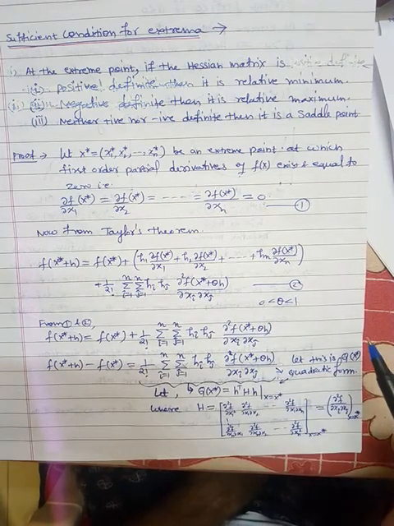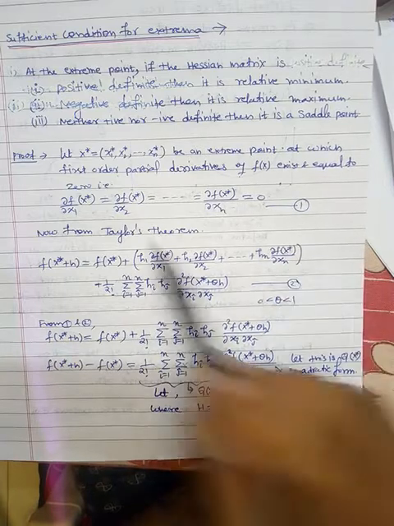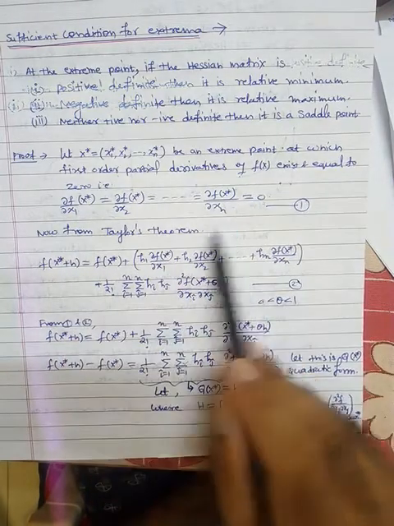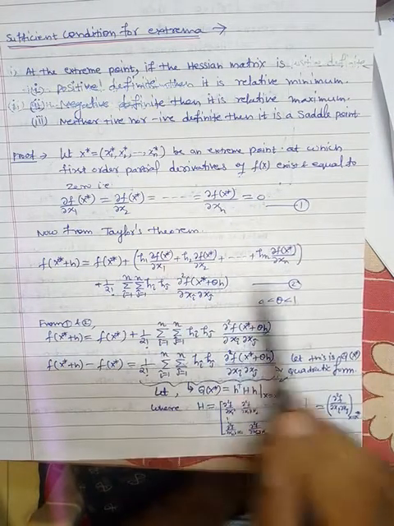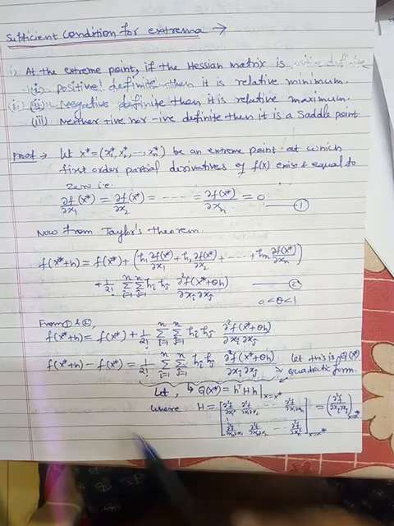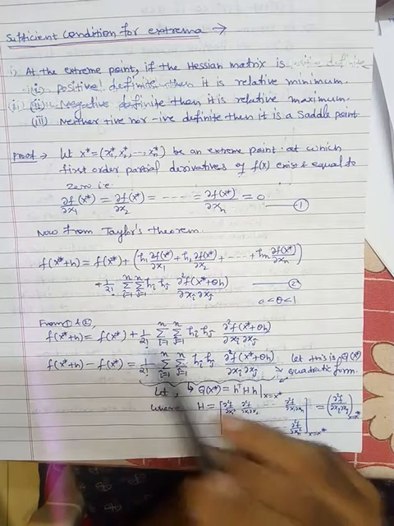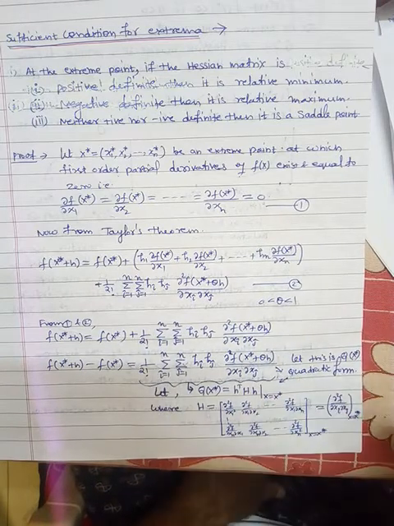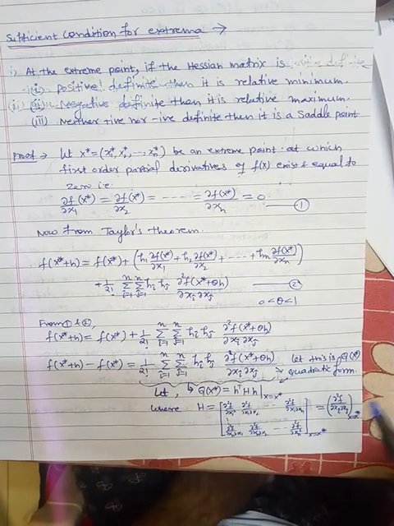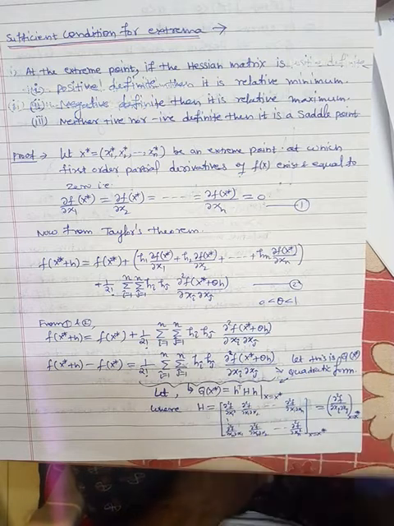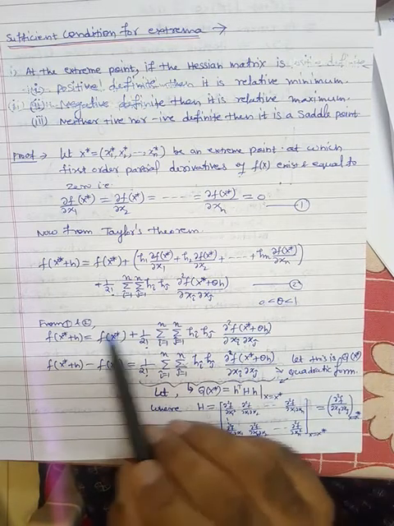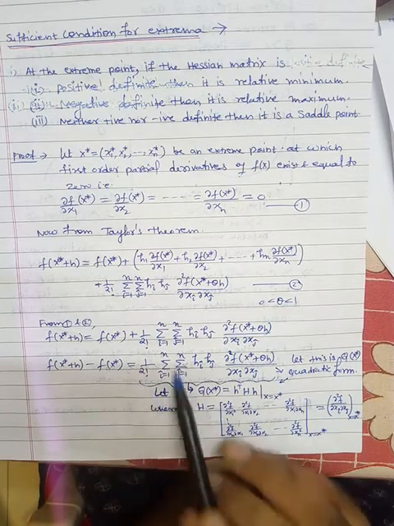Now here from 1 and 2, you will see that all the partial derivatives of order 1 will be 0. So that's why this term will be 0. Ultimately we have f of x star plus h minus f of x star equal to the second order term, that means the remainder term. Now we will take this on the left hand side. So this is equal to this.